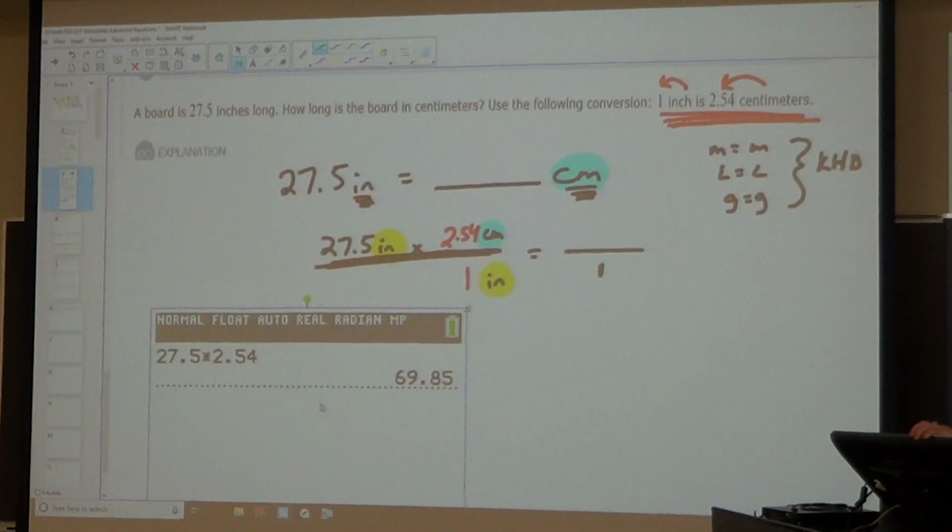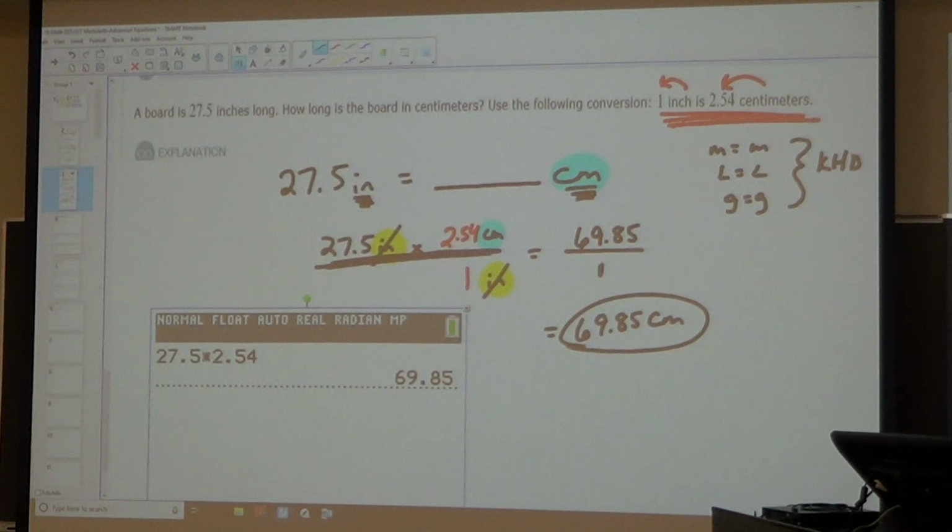So it's going to be 69.85 over 1, which is just 69.85. And my inches in the top and my inches in the bottom cancel. So my answer is 69.85 centimeters.